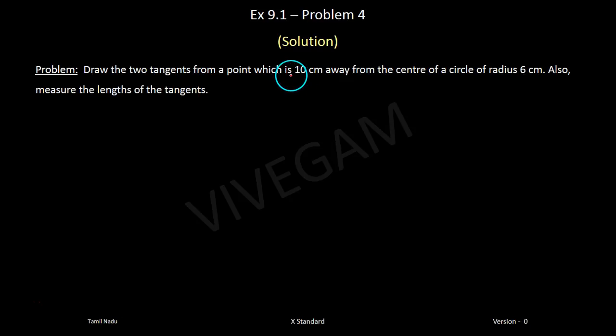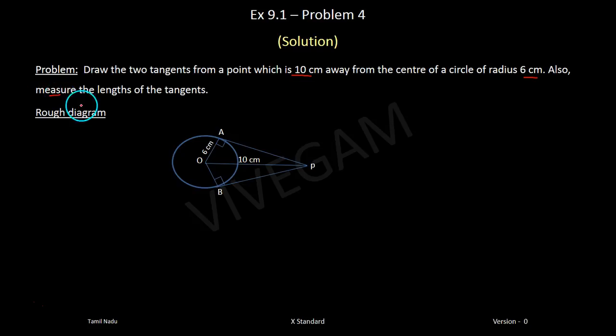Only thing is that they say the point is 10 cm away and the radius of the circle is 6 cm. And it's the same, you are supposed to measure the length of the tangents. Okay, rough diagram. With O as a center and radius of 6 cm, draw a circle and mark a point P away from O at a distance of 10 cm. From O, using a scale, mark a point P. Then from P, you will have to draw these two tangents, PA and PB. That's all it is.